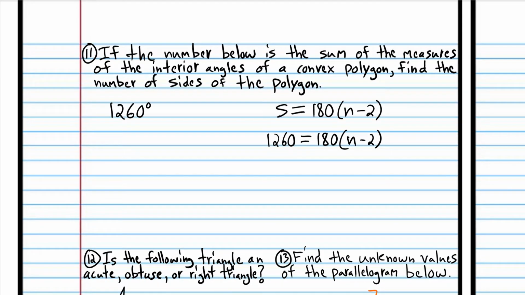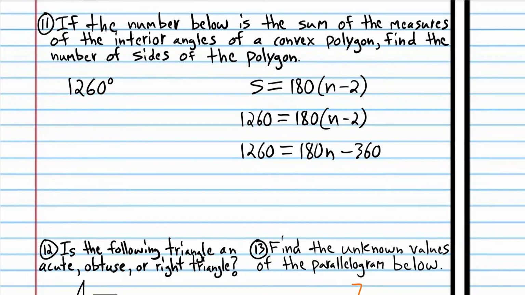Now there's a lot of different ways to do this. You could actually go ahead and divide both sides by 180. That's actually the easiest way to do it, and just use your calculator. But a lot of students don't really want to do it that way. So instead, what you can do is use the distributive property. Multiply 180 by n and you get 180n, and multiply 180 by -2 and you get -360. That's just another way to do it. Then you want to add 360 to both sides.